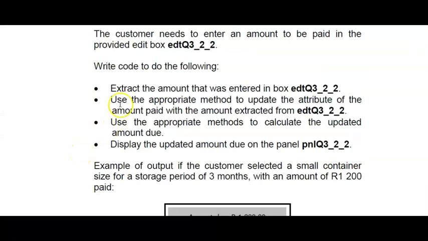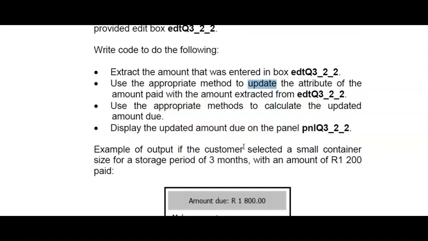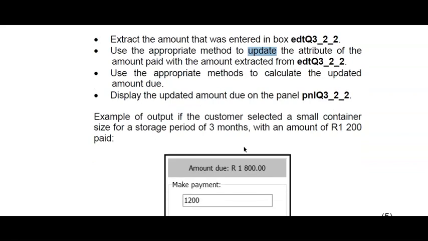This next question tells you to extract the amount entered in the input box. Extract just means get input from the user. Use the appropriate methods to update the attribute of the amount paid with the amount extracted. Use the appropriate methods to calculate the updated amount due and display the updated amount due. And then they give you some examples there of output. So now you guys can press pause, try it yourself, and test your program.